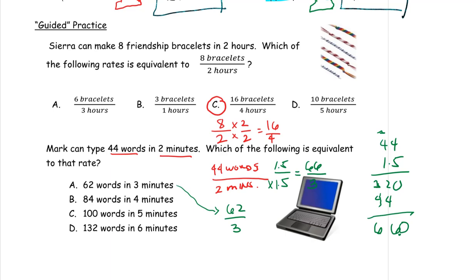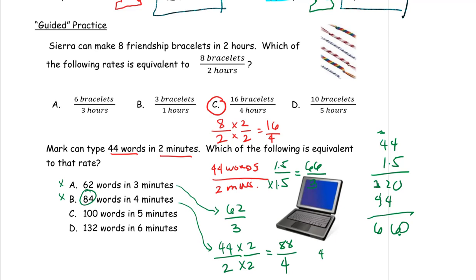So how about the second one? You have 44/2. Well, for letter B, you multiply the denominator by 2. So therefore, remember that it should be multiplied by the same number, both the numerator and denominator. So it gives you 88/4, not 84/4. So therefore, this is also not the answer. So how about for letter C?